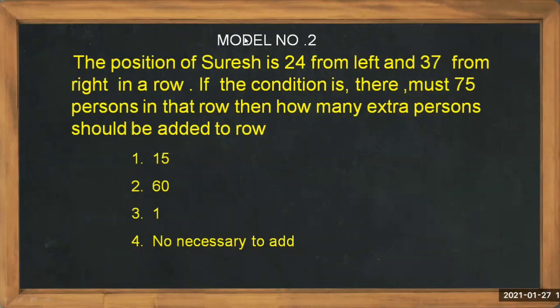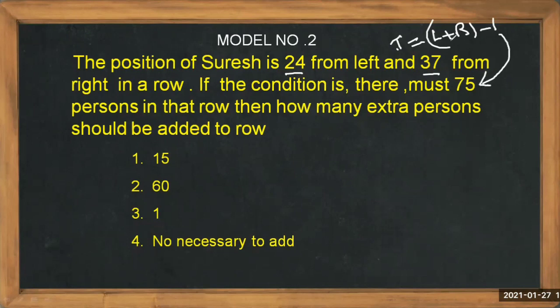See, the position of Suresh is 24 from left and 37 from right. So we have the ranks from both sides, and from these both ranks we can find the total, using the formula: total is equal to L plus R minus 1. Then we subtract this total from 75, as there are 75 persons in that row.